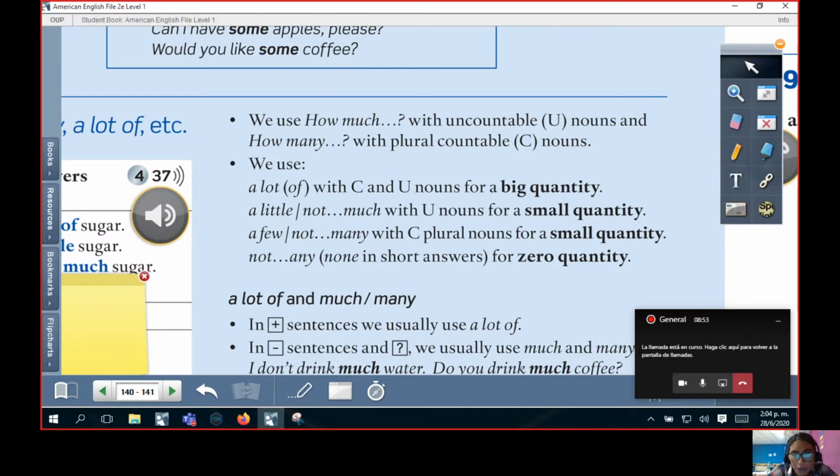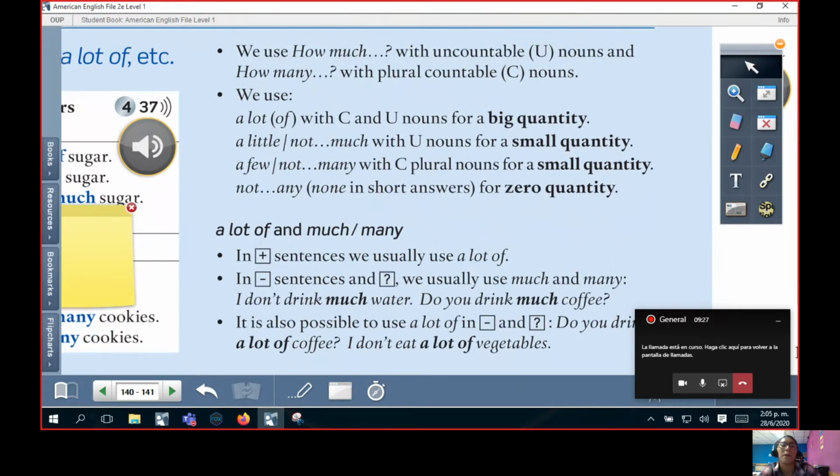We use a little or not much with uncountable nouns for a small quantity, and a few or not many with countable plural nouns for a small quantity, and any for zero quantity. Zero means that there's no sugar, there's no water, there's no fruit.